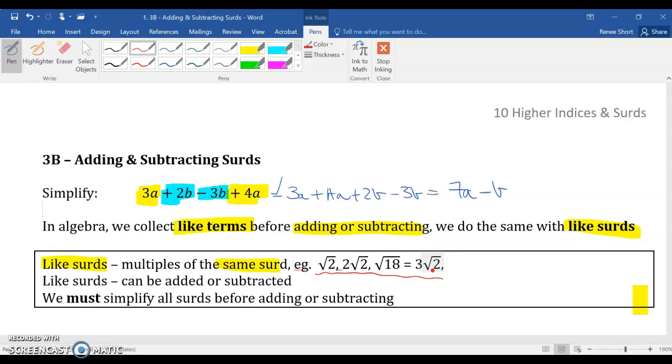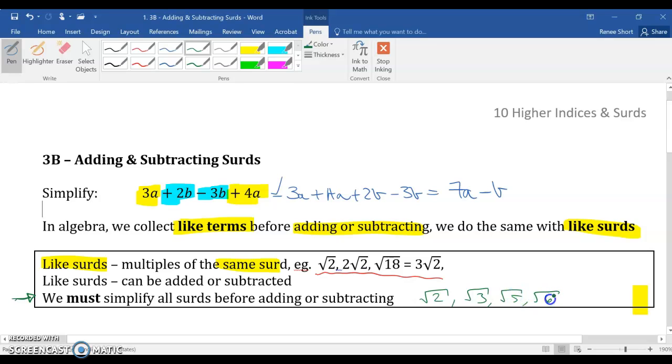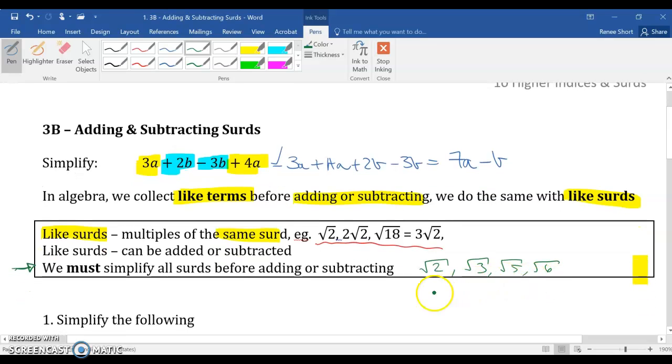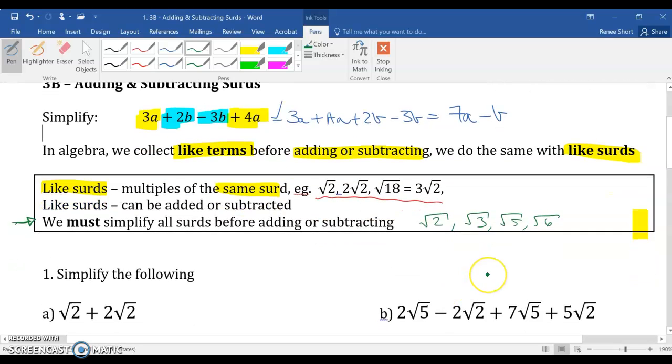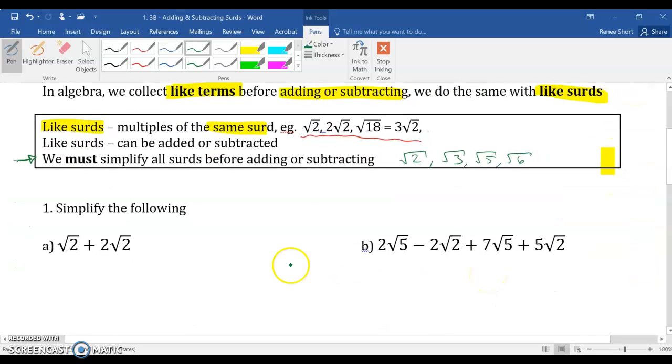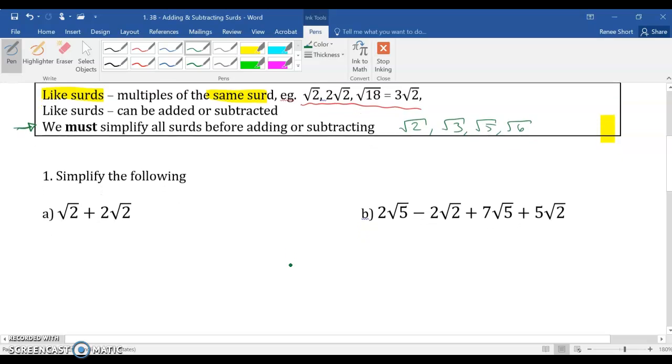For us to be able to do this though, we actually need to simplify all of our surds before we add or subtract them, so we can get them down to those bases that can't be simplified any further. So we can get them down to a root 2 base, a root 3 base, maybe a root 5, maybe a root 6, for example. So we've got to still use those skills from 3a to simplify our surds before we continue on and answer the questions. So I have some examples for us to start with, okay?